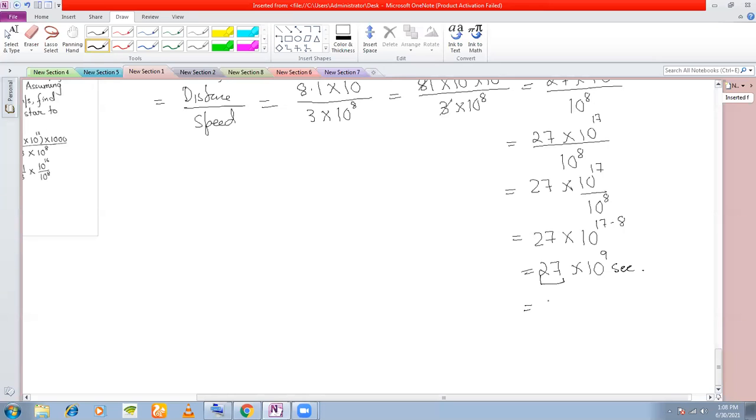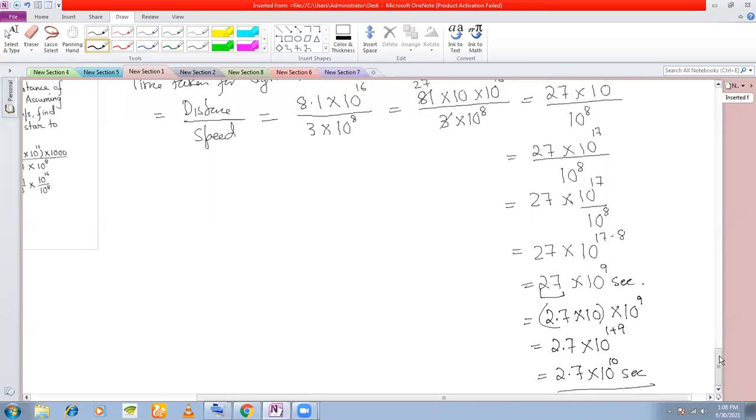How do you convert this to standard form? You write this as 2.7 into 10 into 10 to the power of 9, which can be written as 2.7 into 10 to the power of 1 plus 9, which is 2.7 into 10 to the power of 10 seconds. So this is the time required for light to travel to Earth from the star.